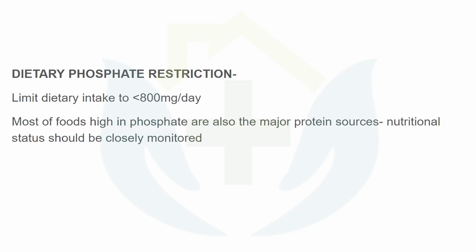Dietary phosphate restriction: it is advised to limit the dietary intake of phosphate to less than 800 milligram per day. But when we advise dietary phosphate restriction, always remember that high phosphate food products are mostly high protein sources. So patients should not go into malnutrition when we are advising strict phosphorus restriction.